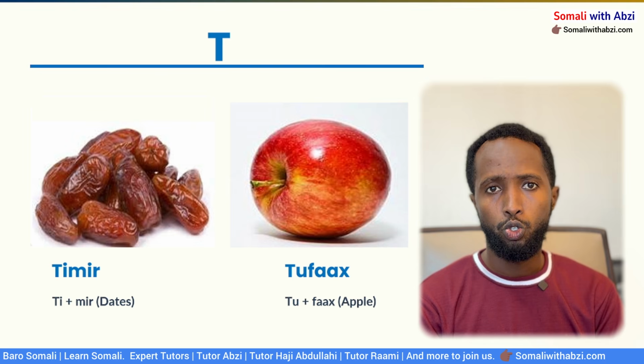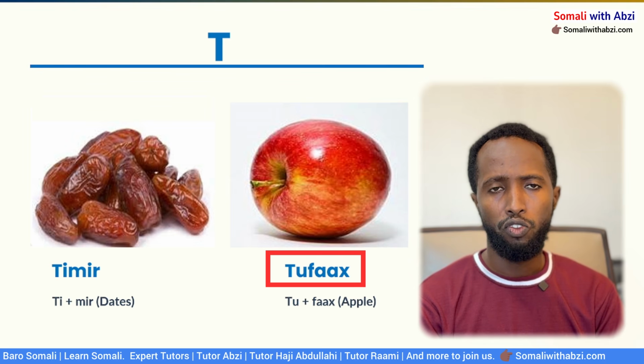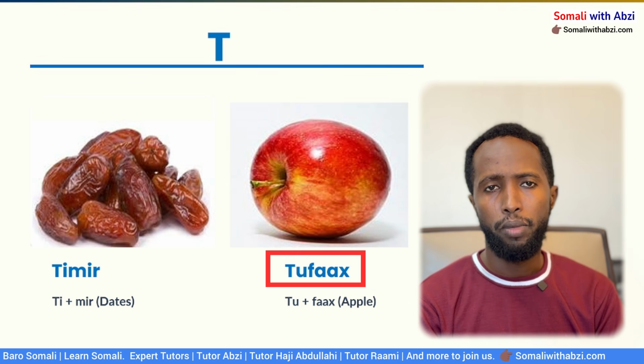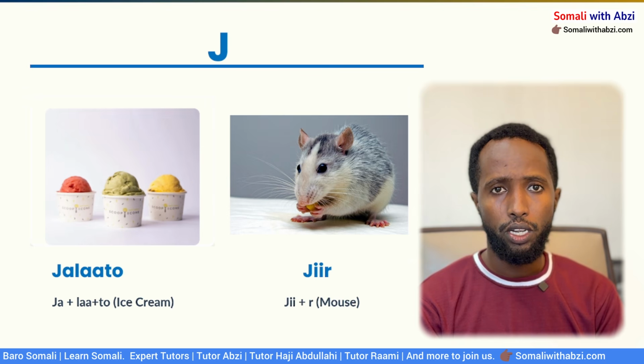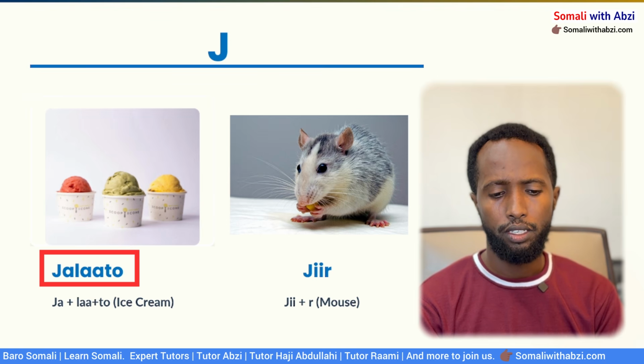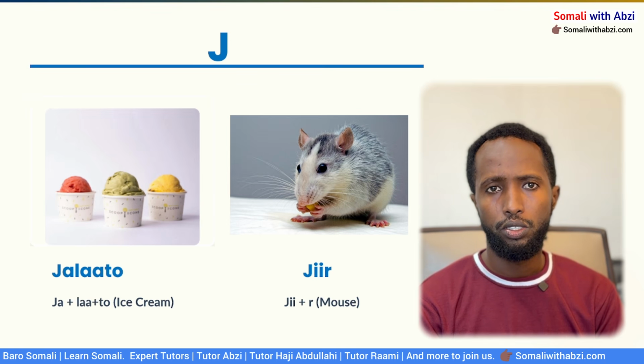Also, we have tufaax. Tufaax. This is also the same as timir. We borrowed it from the Arabic language. Tufaax. And the next letter is ja. And we have got jalato. Jalato. And the next is jir. Jir, which means mouse or rat. Jir.